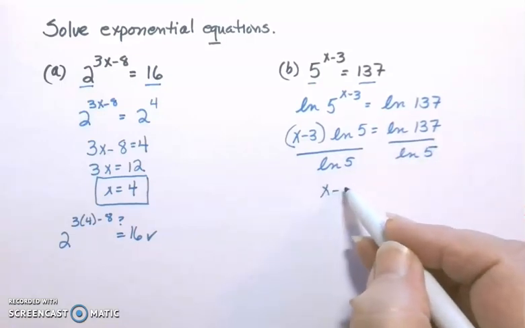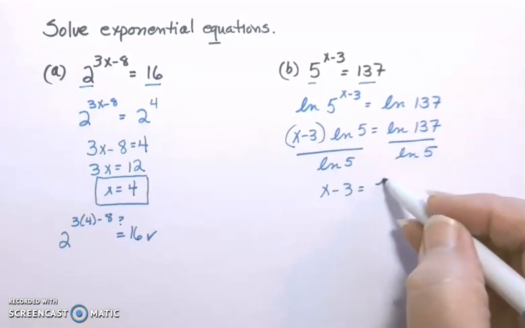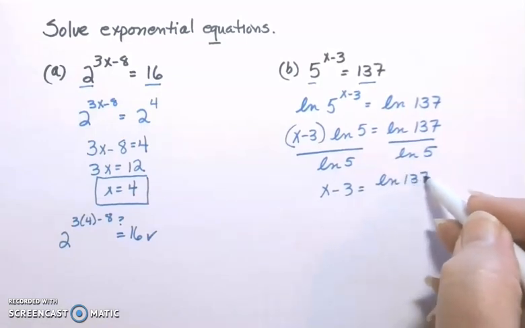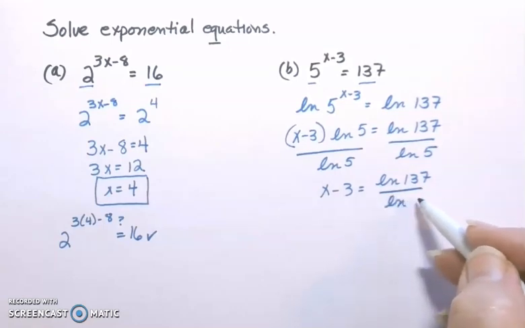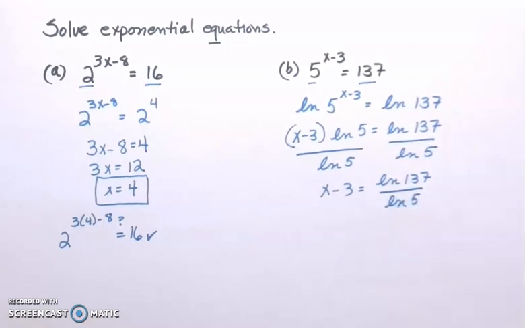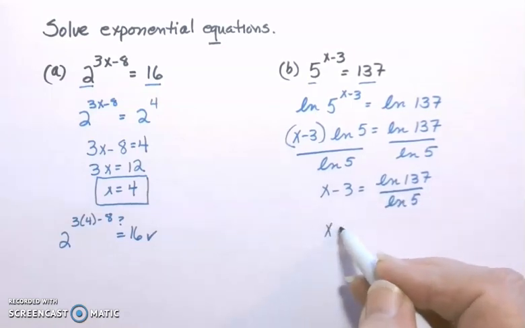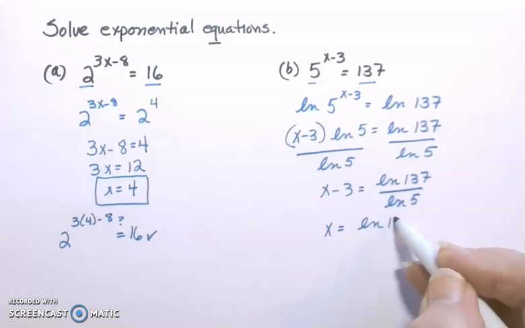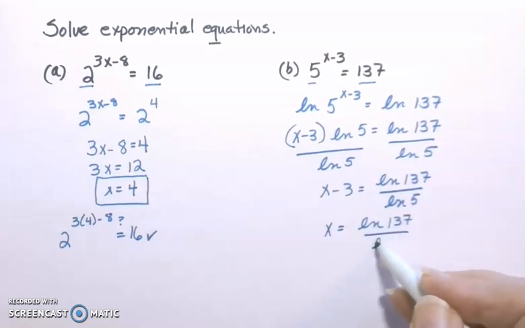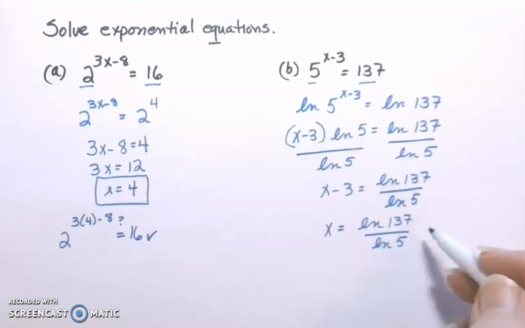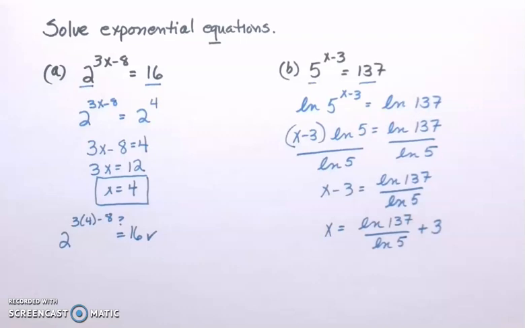So now we have x minus 3 equals, and we keep everything in exact answer form. And the final thing we need to do to solve for x is add 3 to both sides. So x equals the natural log of 137 divided by the natural log of 5 with 3 added to that ratio. Now, another thing that you might be asked to do on this is to give an approximation. And I want to grab the graphing calculator and let you see what that's going to look like.